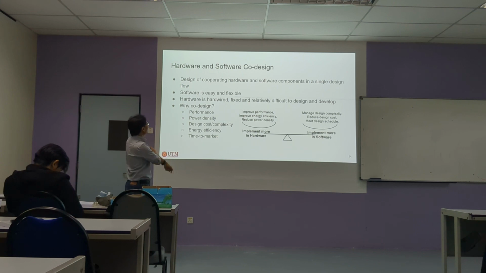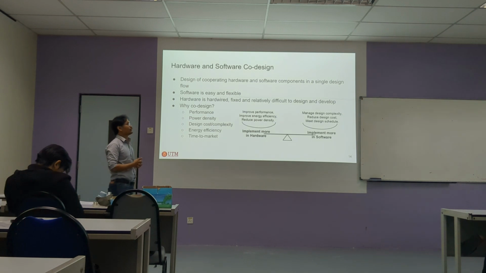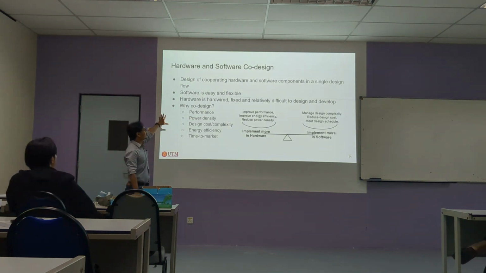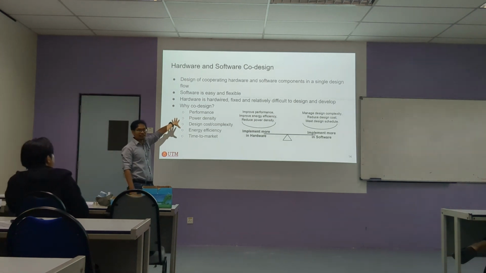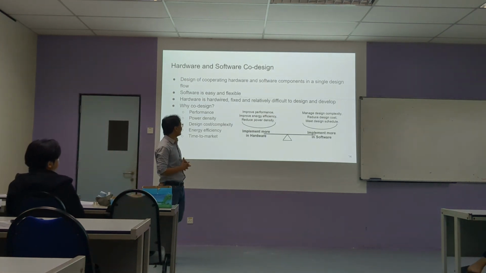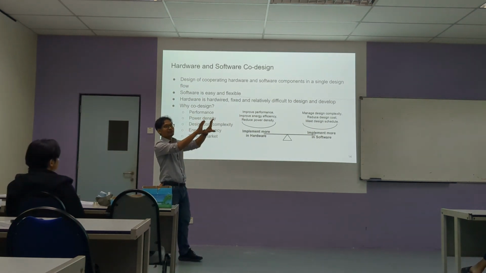Okay, so what is hardware software co-design? It's a design where we incorporate the hardware and software components in a single design flow. Because software is easy and flexible, hardware is not as easy to design. Writing RTL code is generally more difficult, right? You have the CU, DU.